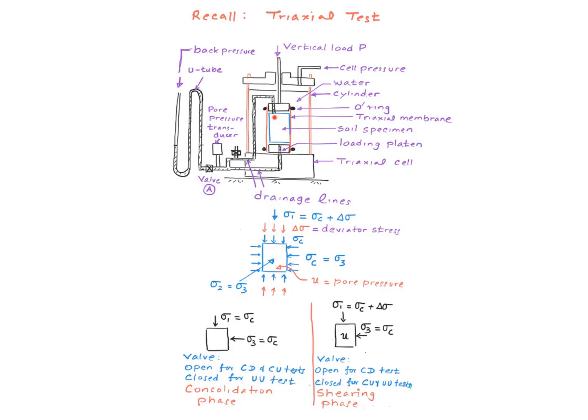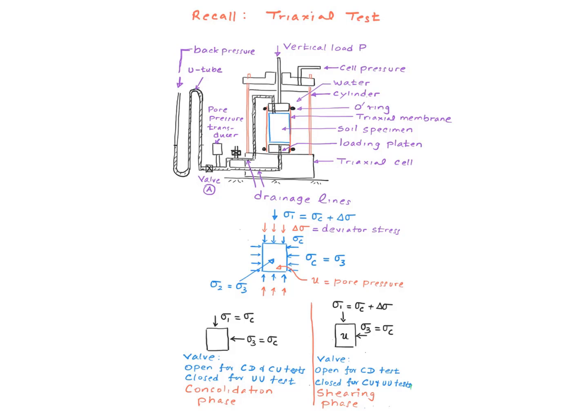Remember, we use a special cell called the triaxial cell in order to perform a triaxial test. There are two things that we do in a triaxial test that are not done in an unconfined compression test. Number one, in a triaxial test, we apply a confining pressure, right? This allows us to control not only the vertical stress but also the horizontal stress. In other words, the specimen is confined before applying the vertical stress.